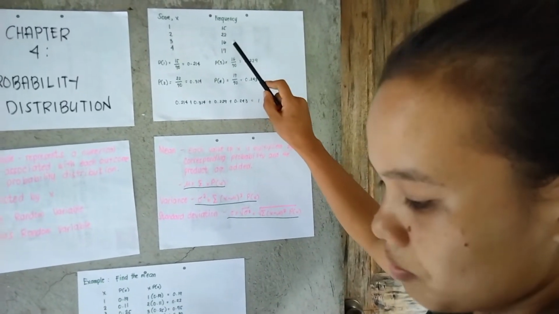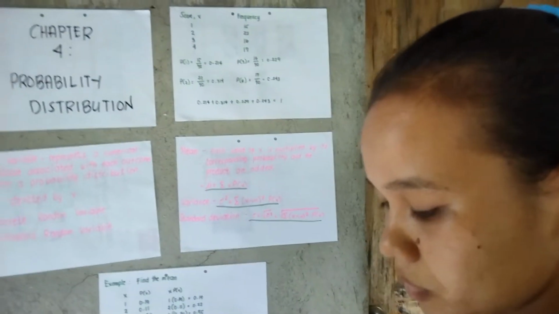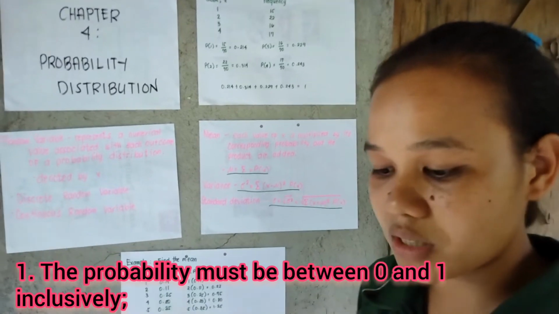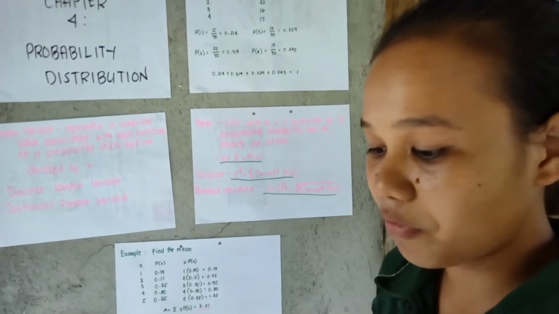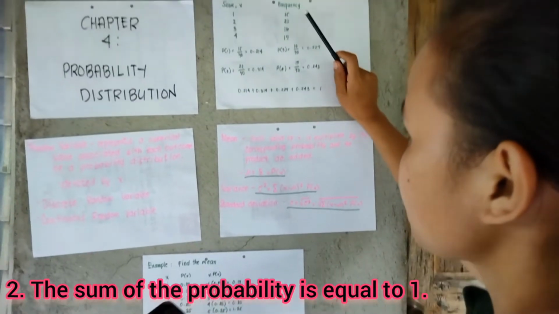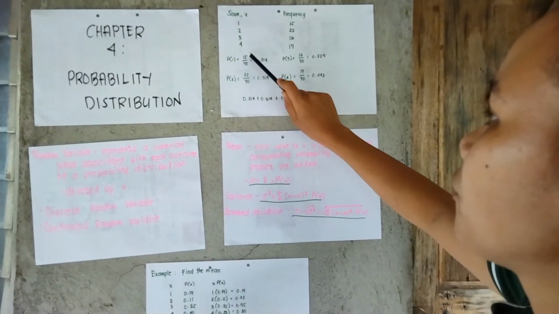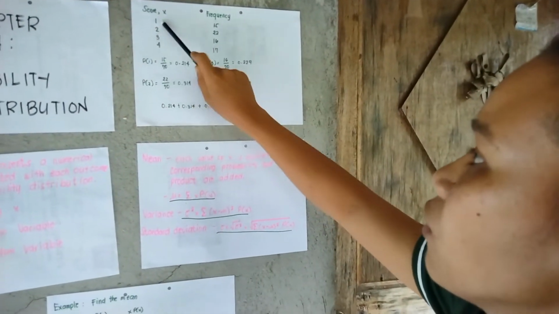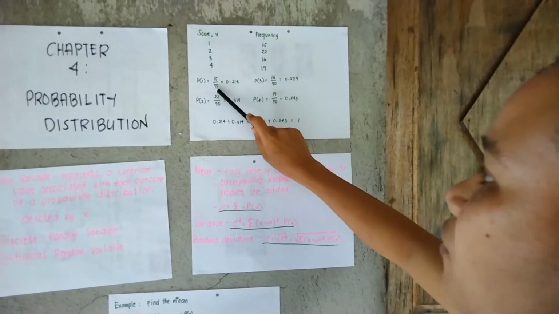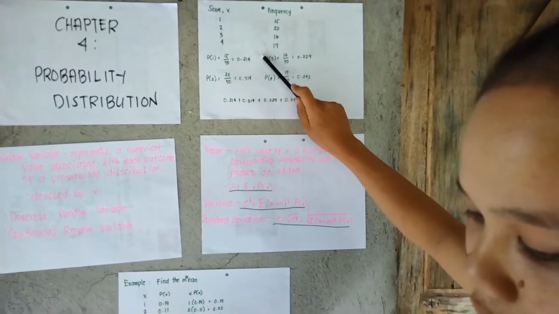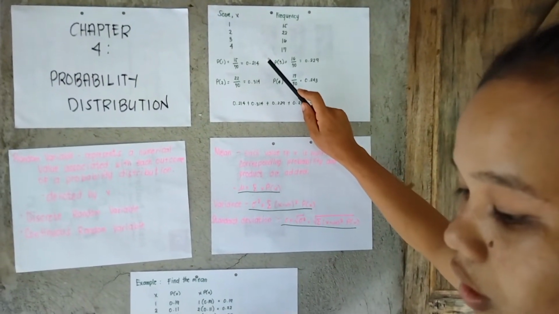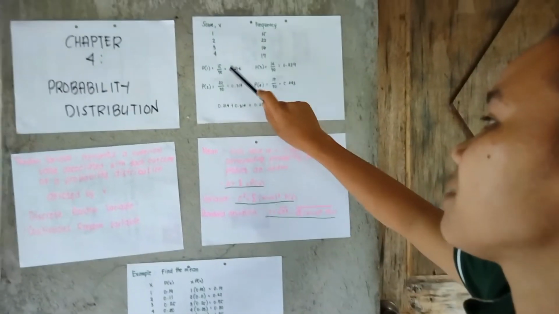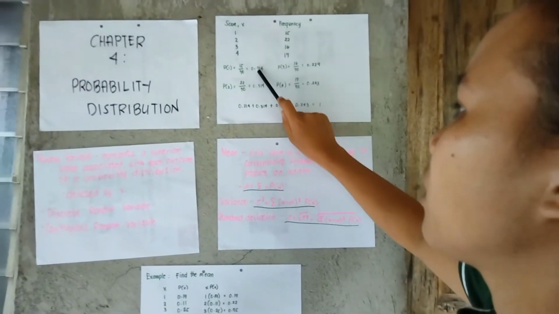A discrete probability distribution must satisfy the following conditions. The probability of each value of the discrete random variable is between 0 and 1 inclusively, and the sum of all the probabilities is 1. So in this, P of 1 is equal to 15 over 70, since 15, 22, 16, and 17 add up to 70, and P of 1 has a corresponding frequency of 15. So 15 over 70 is equal to 0.214. So it satisfies the first condition, that the probability of each value is between 0 and 1, since 0.214 is between 0 and 1.